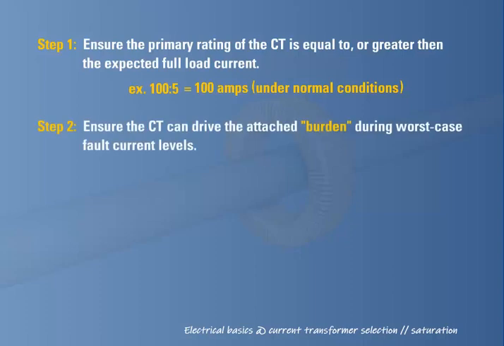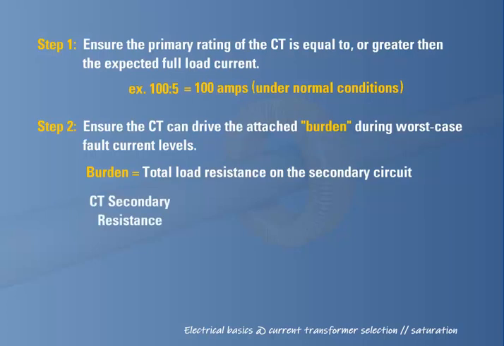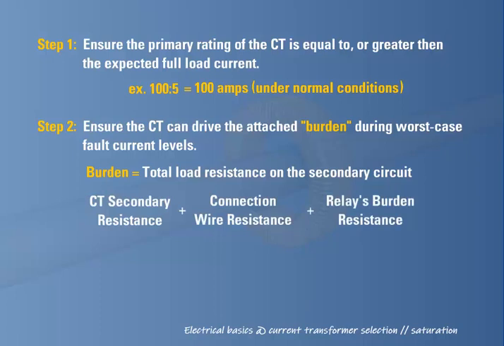The second step is to ensure that the CT can drive what is called the attached burden at the worst-case fault current levels without saturating. The burden refers to the total load resistance of the secondary circuit. The calculation for the burden is CT secondary resistance, which is the amount of resistance on the secondary windings on the CT, added to the connection wire resistance, which is supplied by the manufacturer, added to the relay's burden resistance, which is the resistance within the protection relay.